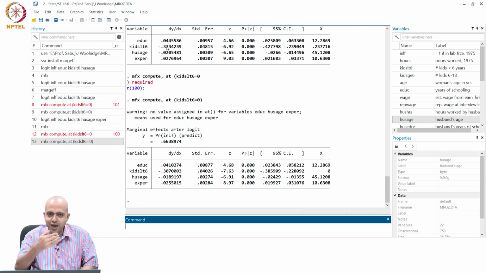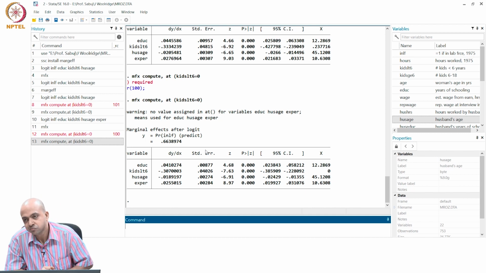So that means you can specify a specific level of value for the x and calculate the marginal effect by this command, mfx compute at kids equals to 0, and similarly you can also put education level equals to 0 or a specific value of education, husband's wage, and so on and so forth, based on your research interest.